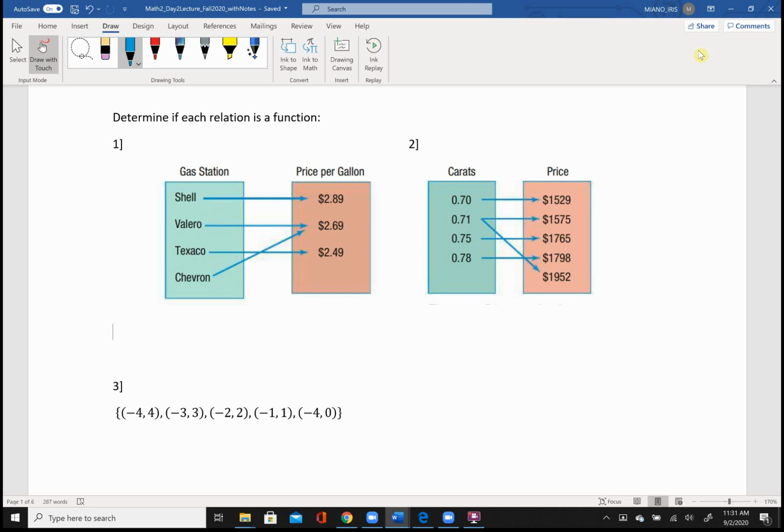For numbers 1 and 2, we have two different columns of groups of elements, right? So for number 1, we have this gas station and price per gallon sets of inputs and outputs respectively, the inputs being in green, the outputs being in this kind of coral pink color, and the arrows going across are the relation itself. That's the mapping of going from input to output. So that means that the input of Shell gas station has an output of $2.89 price per gallon. So notice that there are two inputs that are mapping to the same output. Is that okay in order for this relation to be a function?